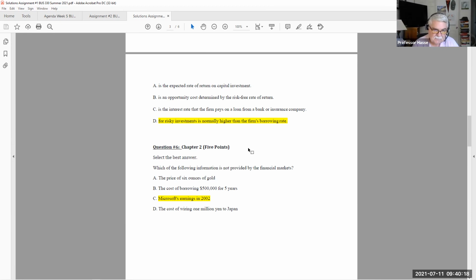On question number 6, which of the following information is not provided by the financial markets? Well, the market provides information about prices of commodities or stocks. The market provides information about interest rates and the market rates that you borrow. Market rates determine the cost of services, investments, cost of wiring. But the marketplace does not provide Microsoft earnings in 2002. Microsoft provides that information. They provide it to the financial markets, but the financial markets do not create it. Microsoft creates their own earnings. So that's what I was looking for in this answer: the source of that information.